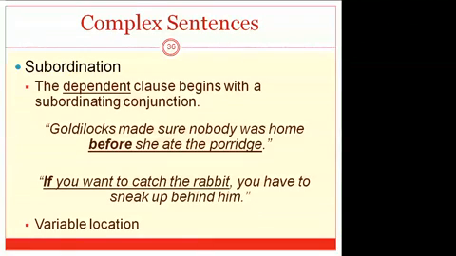An interesting thing about subordinated clauses is that they can often be moved around within a sentence. So for example, we can either say, Goldilocks made sure no one was home before she ate the porridge, or we could begin the sentence with the dependent clause by saying, before she ate the porridge, Goldilocks made sure nobody was home.